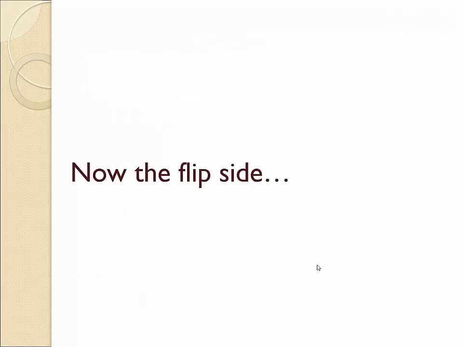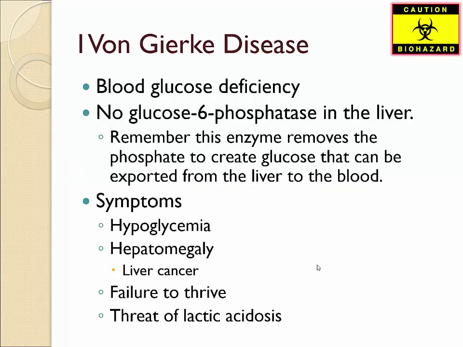Now the flip side of that, okay, Von Gierke disease. Now this is a blood glucose deficiency, not a blood glucose overabundance. In this case, these individuals do not have glucose 6-phosphatase in the liver. Remember, we need glucose 6-phosphatase in the liver to convert glucose 6-phosphate to glucose. Symptoms are very similar to what we've seen before. Hypoglycemia, because they don't have glucose in the blood.